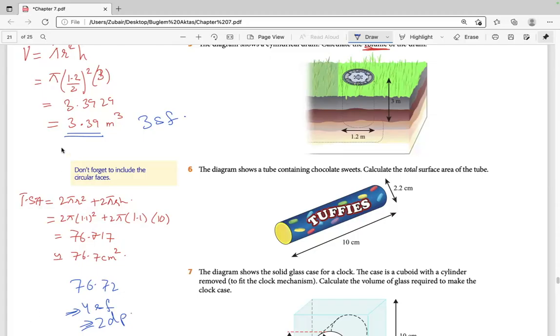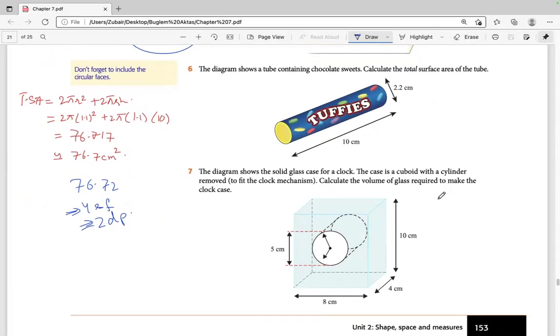Okay, so mostly the examiner asks about the significant figures. That would be given in the question or at the start of the paper. Degree of accuracy will be given.